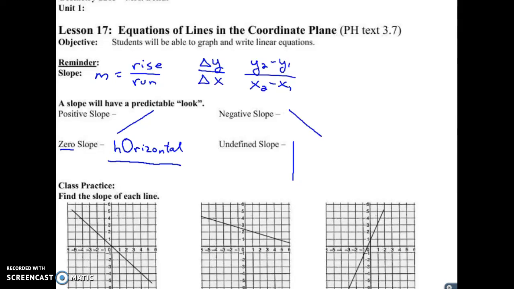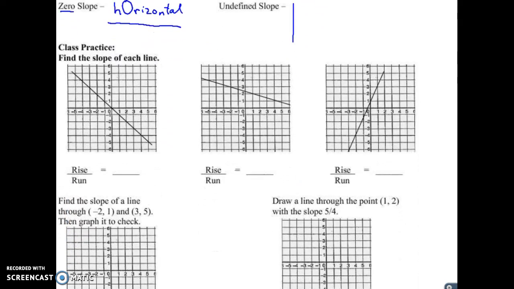Okay, so let me just scroll down here. We need to find the slope of each line. Well, pick 2 points where it crosses nicely. Let's just go with this point and this point. All right, it's crossing very nicely. So we go down 1, that would be negative. Always go up or down first. So I went down 1 and 1 to the right, which is positive. So there's a -1 slope.